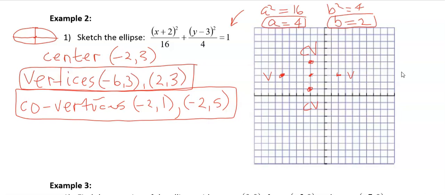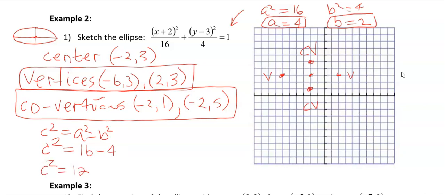But we also need to include the foci as well. All right? They should be included in any graph that you draw. So to get my foci, I need my c squared. So let me see. C squared is going to equal a squared minus b squared. So in this case, that would be, let me see, a squared is 16, b squared is 4. So you're going to have c squared equals 12.